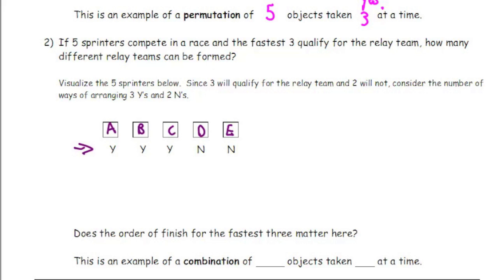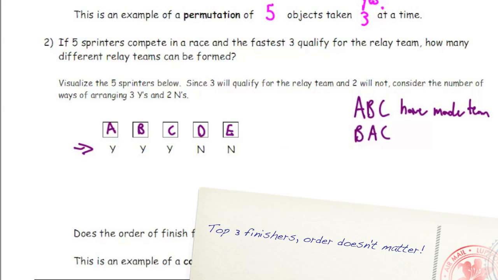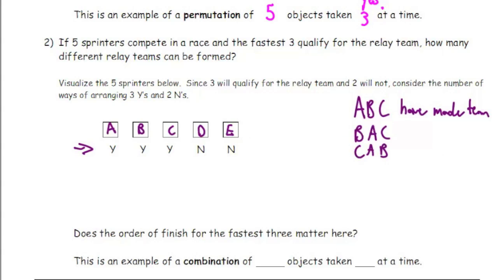So if we have A, B, and C that make the relay team and D and E that don't, there's something really important that happens here. A, B, and C have made the team. But in the same way, they could have crossed with BAC, they could have crossed with CAB, they could have crossed with ACB, and I think you're starting to see a pattern here, BCA or CBA. Any way that they crossed the finish line in this manner meant that they all still made the team, but they didn't necessarily finish first, second, and third. This is the idea here of order doesn't matter.